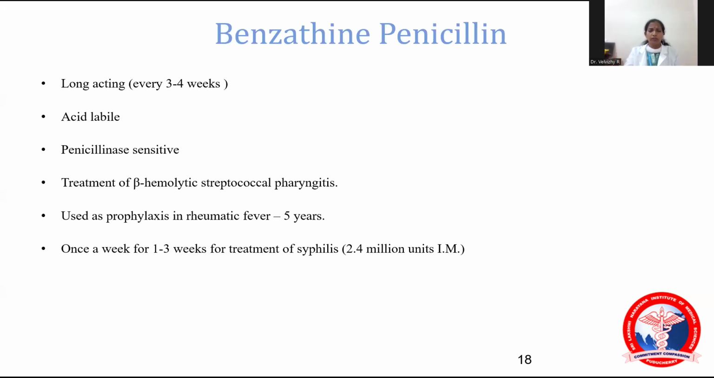And this is also preferred in syphilis. In syphilis, it is 2.4 million units intramuscular, once-a-week injection for 3 weeks. Whereas in the case of procaine penicillin, we'll be giving one injection daily for 10 days. Whereas with benzathine penicillin, we'll be giving one injection weekly for 3 weeks. That is more sufficient.